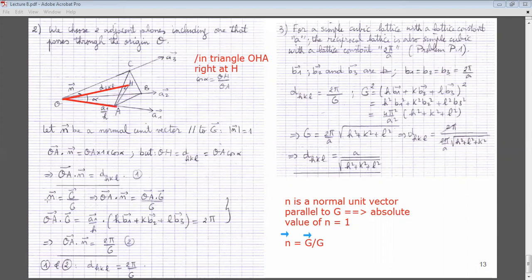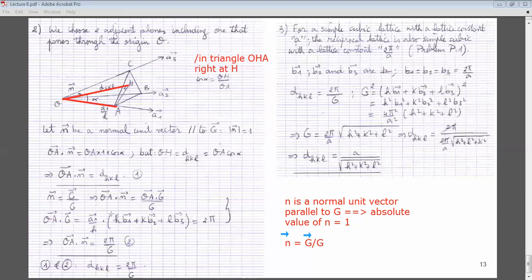Now, I know that n is G over |G|. So OA dot n is OA dot G over |G|. But OA dot G is what? I have 2 points here. I have point O, which is 0, 0, 0, and A, which is A1 over H in the direction of vector A1. So it is A1 over H, dot vector G, which is HB1 plus KB2 plus LB3. So it's HB1 plus KB2 plus LB3.